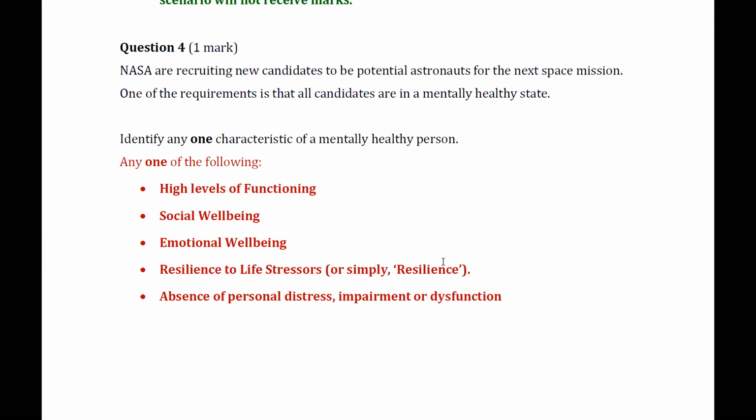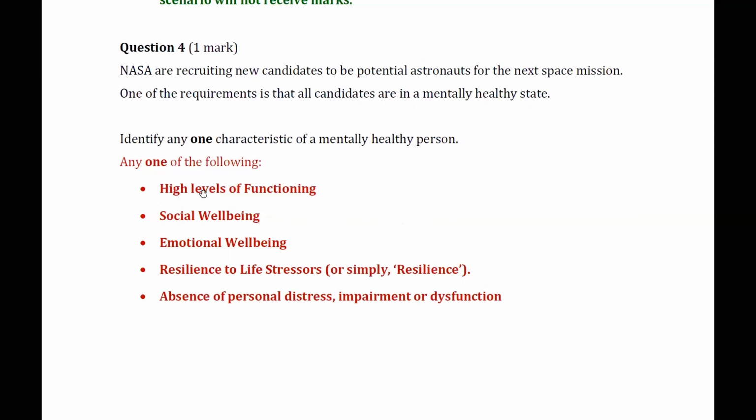Speaking of last year's exam, they had a similar question to this one. And even if you didn't write high levels of functioning, but then you wrote something like the person would have increased participation in extracurricular activities, or increased participation in community initiatives like helping the less fortunate, you would still get a mark for that, as per the way they marked last year, because it still encapsulates that idea of high levels of functioning. It's just a more specific example.